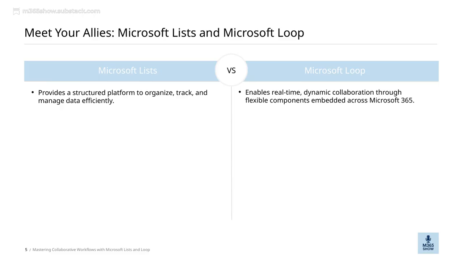On the other hand, Microsoft Loop provides a structured platform to organize, track, and manage data efficiently, making sure everyone stays on the same page. When you combine these tools, you create a powerful environment that supports both flexible, spontaneous collaboration and organized, systematic management. Essentially, they are your go-to allies for making teamwork more fluid and productive, perfectly aligning with our overall goal of enhancing collaborative workflows through Microsoft 365.